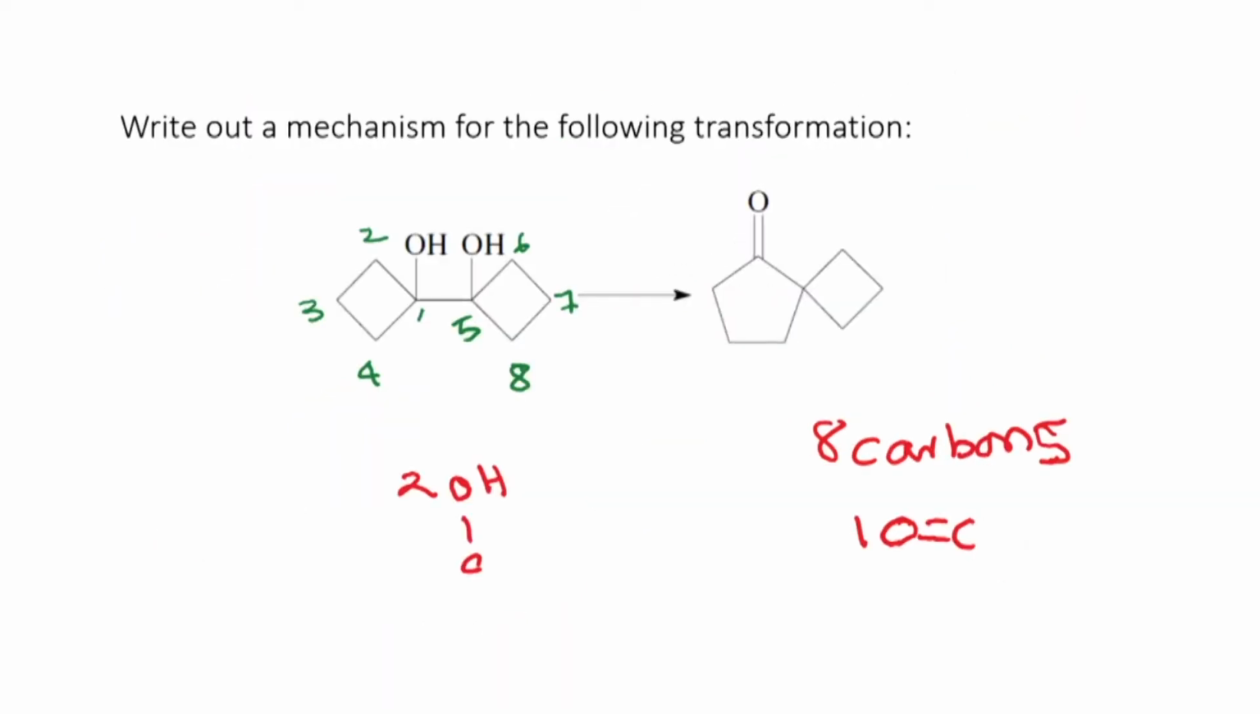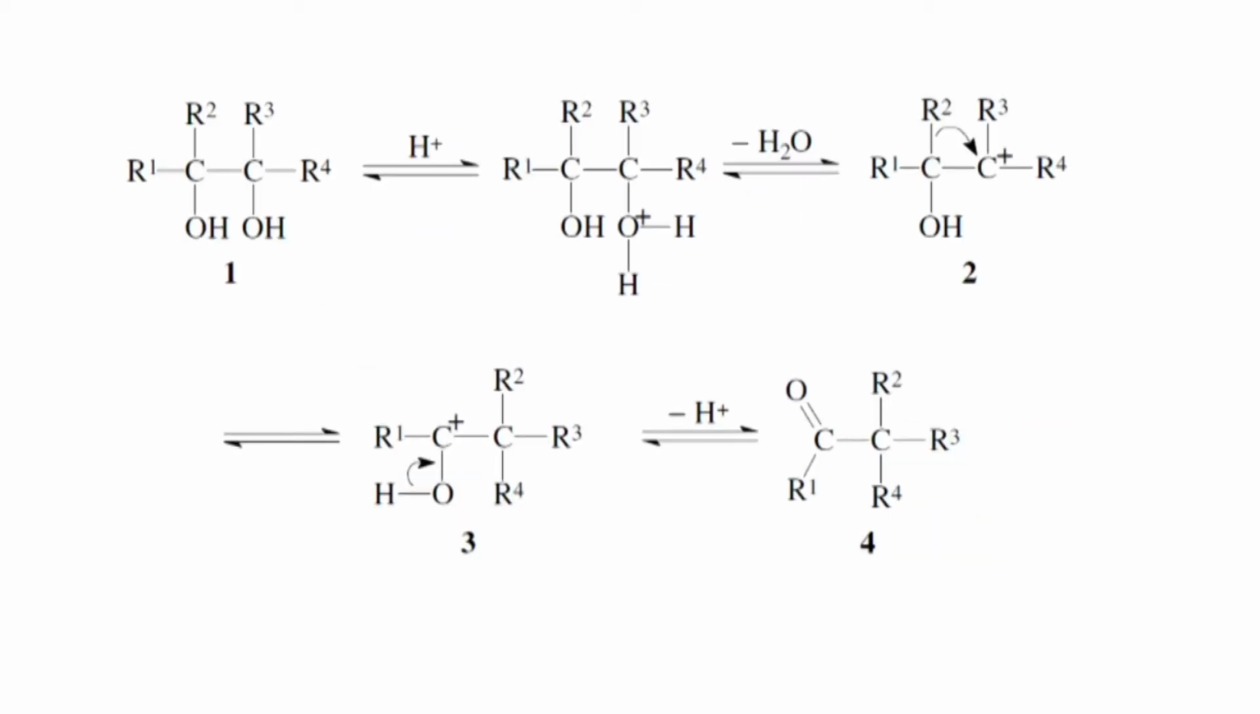Now moving on to the next question, this is an example of the Pinacol rearrangement. If I look here on the left, there are 8 carbons, there are 2 4-membered rings, and there are 2 hydroxyl groups. On the right, there are 8 carbons again. This is 5 carbons, and then 5 plus 3, 8. But there is one C double bond O present, and so you seem to have lost another oxygen in the rearrangement. So let's look through the mechanism.